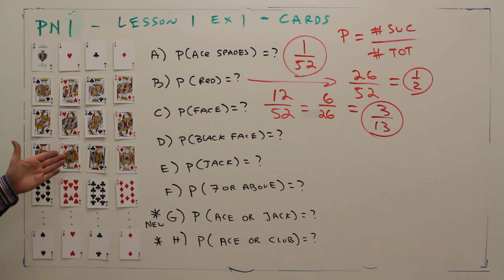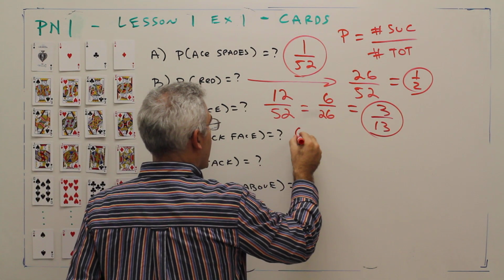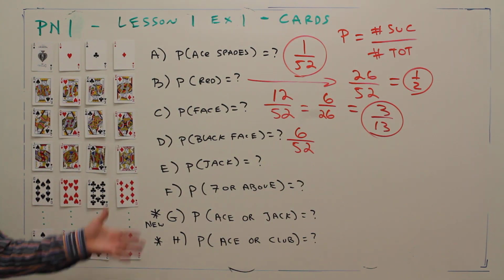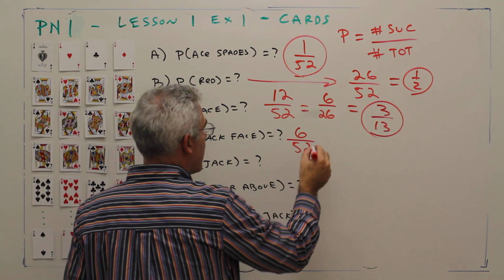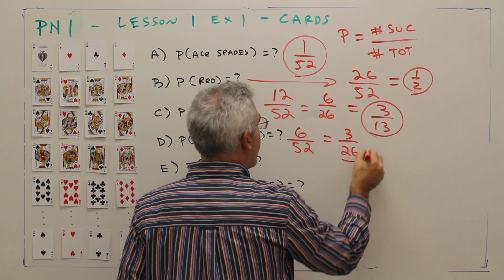Probability of a black face card. So the Jack, Queen, King of spades, the Jack, Queen, King of clubs, there's 6 of those. 6 over 52. Divide through by 2. 3 over 26.